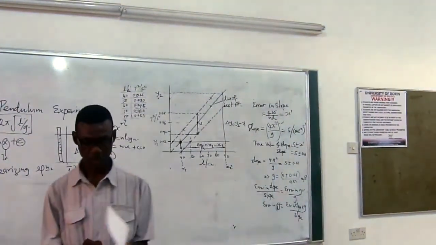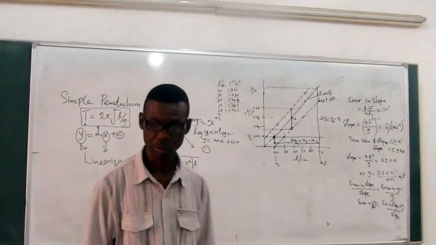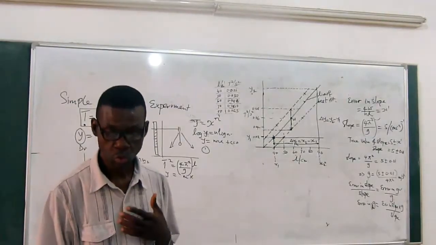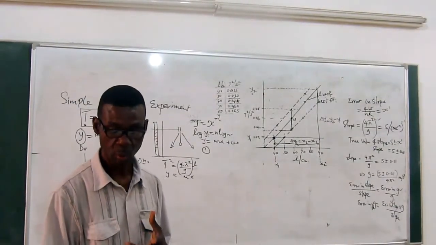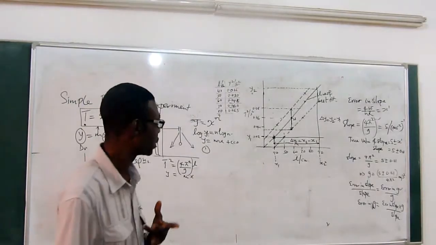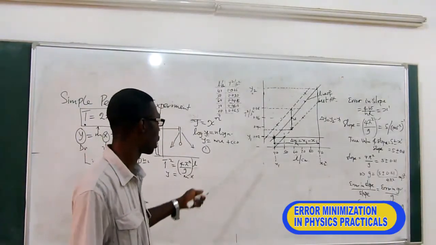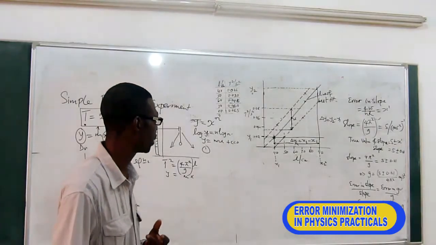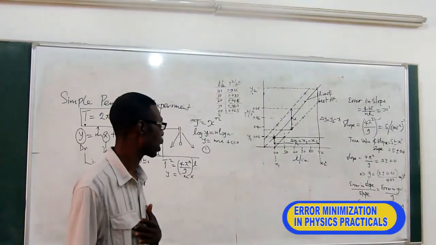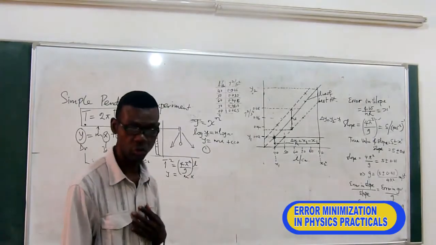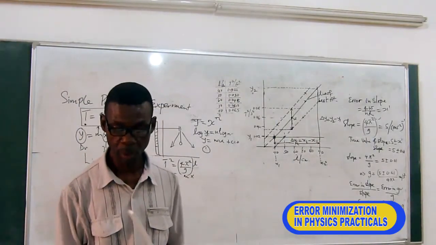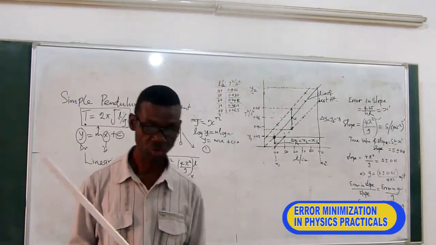Alright, so this is how we undo our errors. We undo error by taking our readings more than once. We undo error by drawing error lines against our line of best fit, and then from there we can calculate our error in slope. Okay, so now the last point here is making deductions.